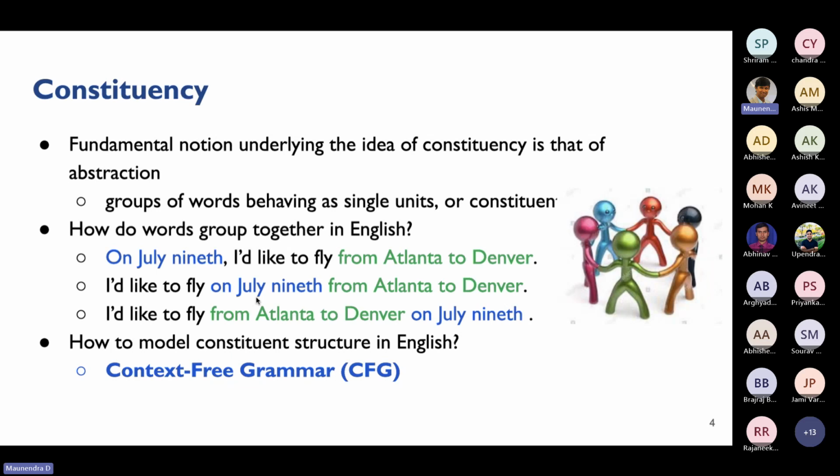So constituent structures can be modeled using different kinds of grammars. Context-free grammars can also be used, and we'll look at some examples of that.